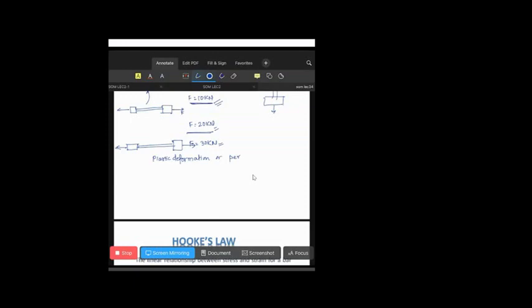Now we know the example of rubber. If we pull the rubber a little bit, what happens? It will regain its original shape and size. If we pull a little more, what will happen? There will be some permanent deformation in that rubber. And if we increase the load further, what will happen? That rubber will fail. So the same thing will happen with this material.